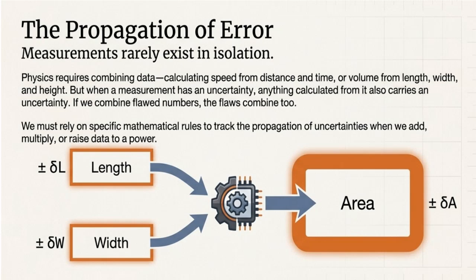They combine and affect the final result. To handle this properly, we use mathematical rules that help us track how these errors propagate, especially when we add, multiply, or raise numbers to powers. This way, we can better understand the accuracy of the results we get from combined measurements.